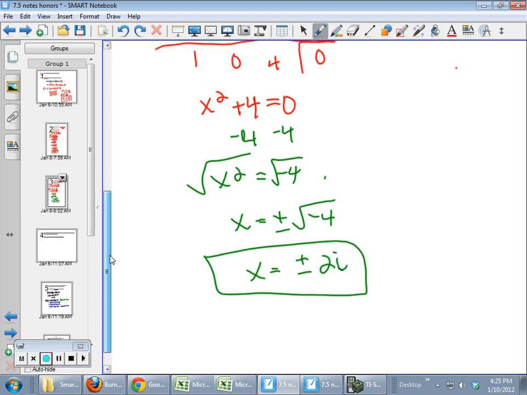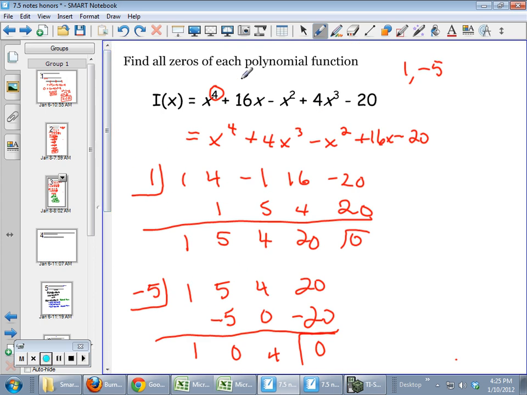Wonderful. So we have our 4 answers. We know that there has to be 4 zeros. There are 1, negative 5, 2i, and negative 2i.